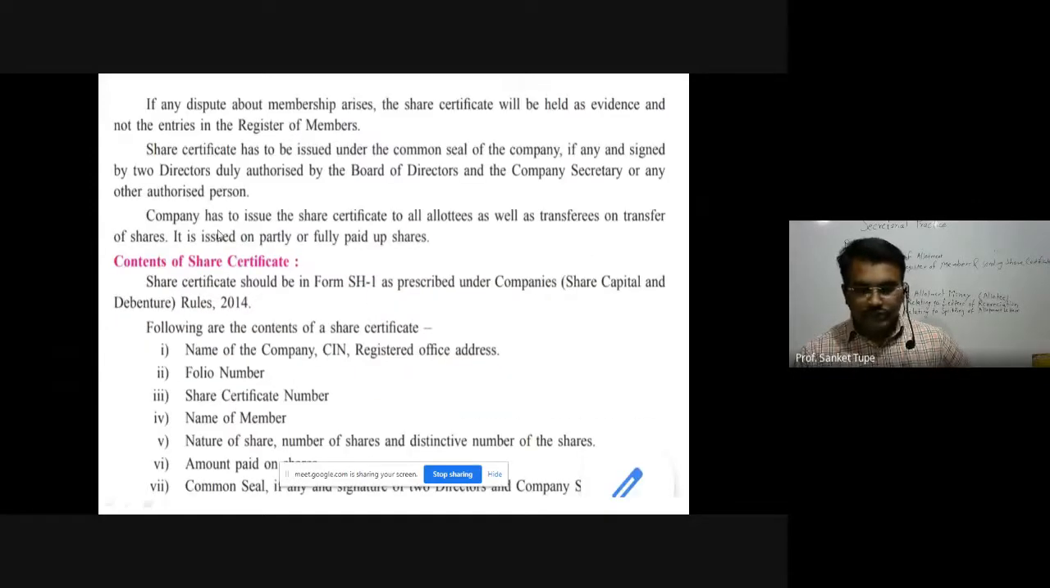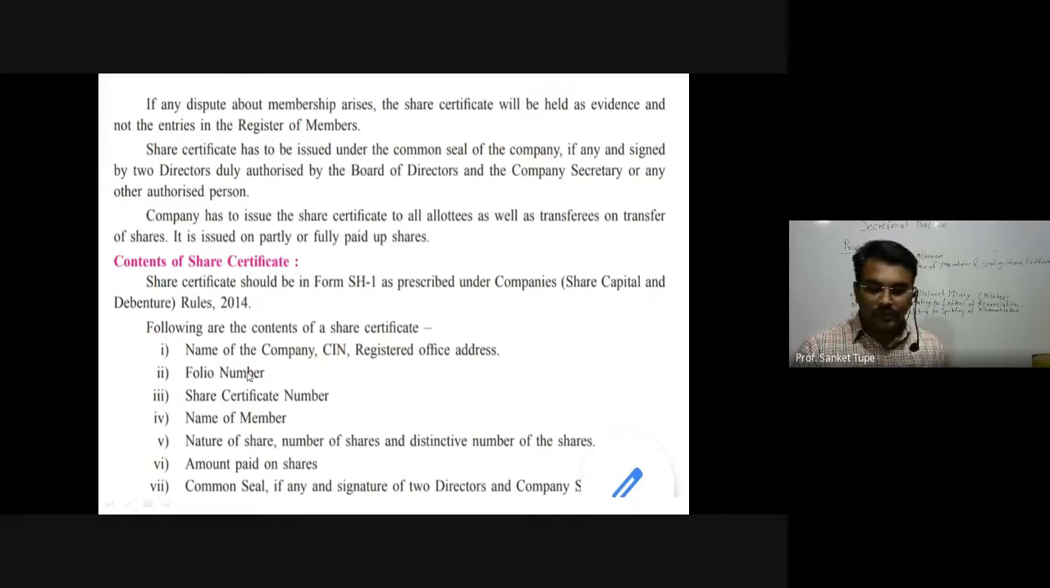Then in the share certificate we can see this much information, that is, the contents of the share certificate. What are the contents of the share certificate? As per Form SH-1 as prescribed under the Companies (Share Capital and Debentures) Rules 2014, the following are the contents of the share certificate. First, the name of the company, its CIN number, that is the incorporation number. Then the registered office address, folio number, and different sections are made over there.